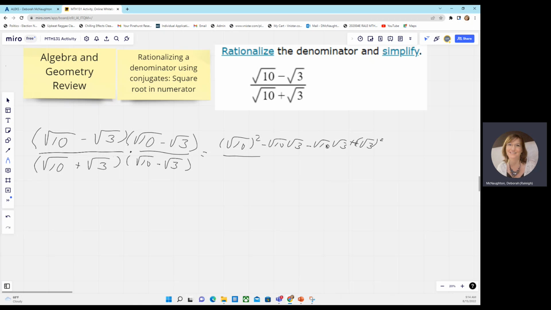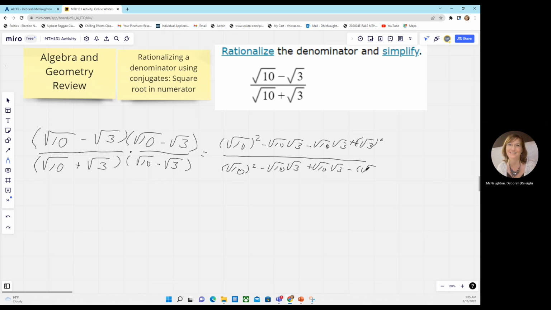And then I do the same thing to the denominator. So I get the square root of 10 squared. And then the outer term gives me minus square root of 10 times the square root of 3. And the inner term gives me plus the square root of 10 times the square root of 3. And then the last term gives me minus the square root of 3 squared.